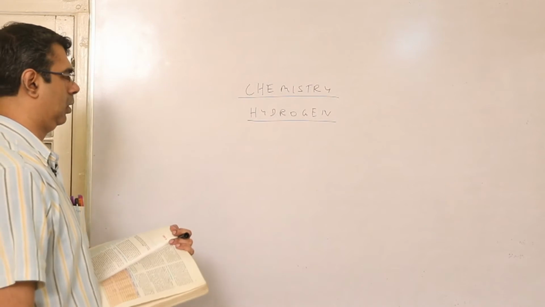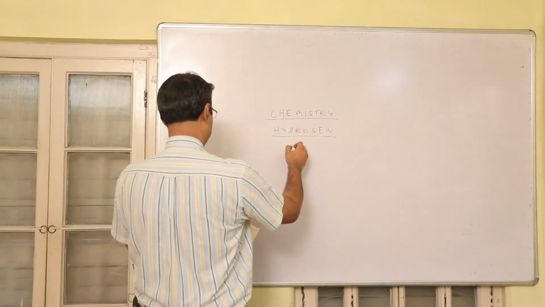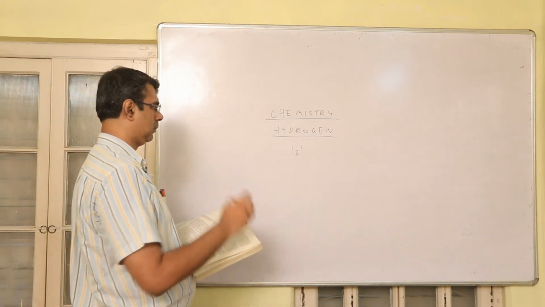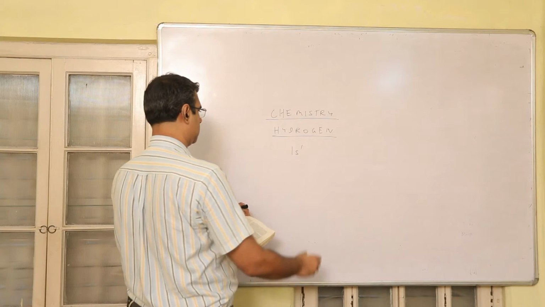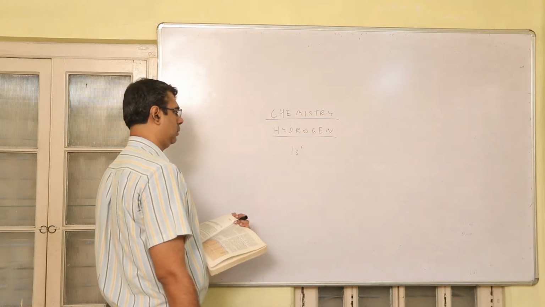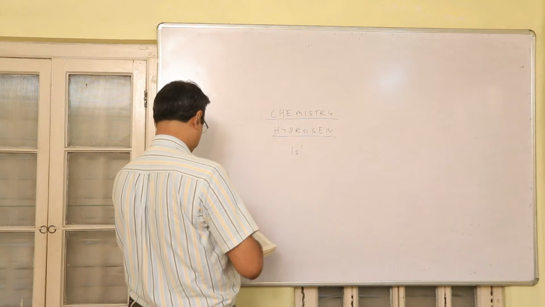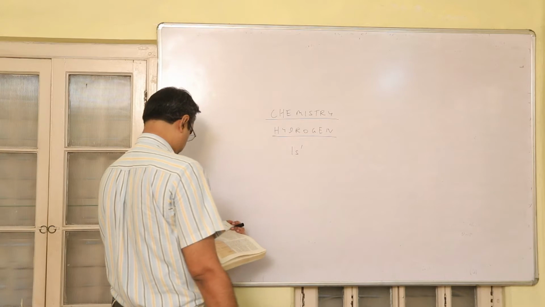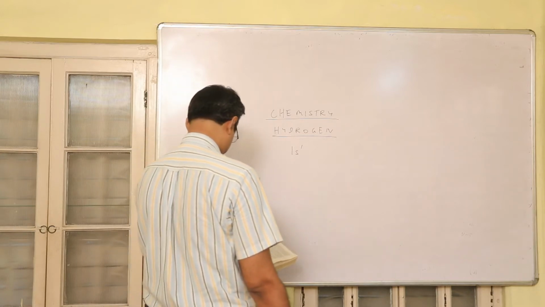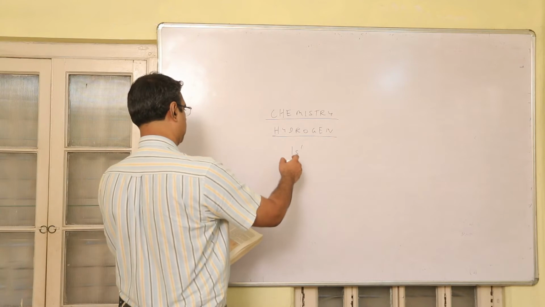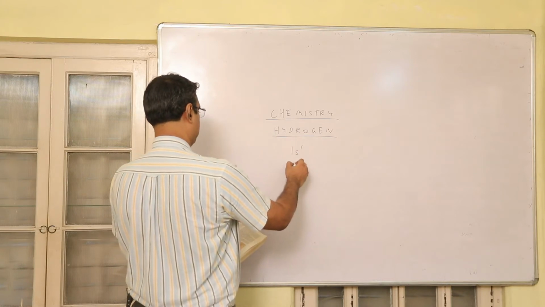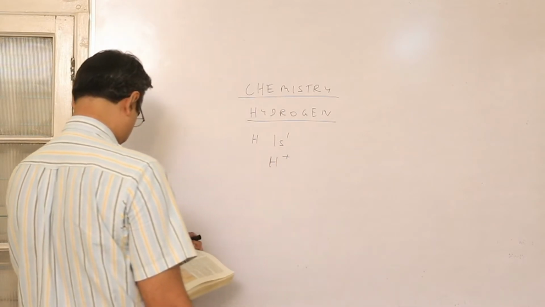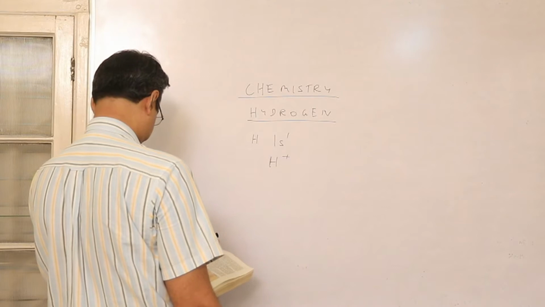See, the configuration of hydrogen is 1s1, which means that like all alkali metals, it has one electron in the s orbital, and therefore like alkali metals it is expected to show properties which are similar to alkali metals. For example, if it loses this electron, then it becomes H+, just like alkali metals.